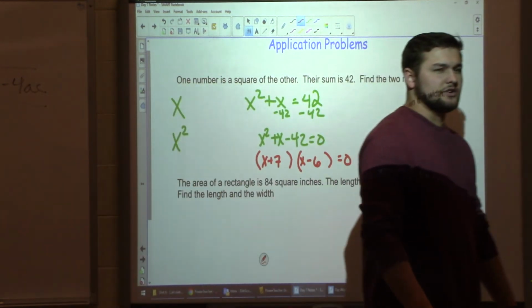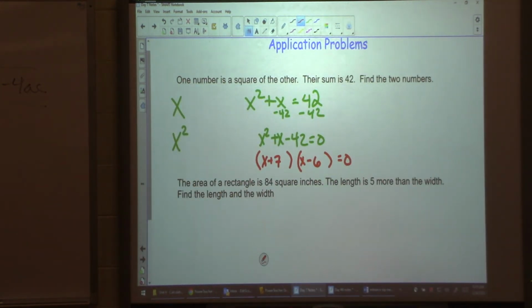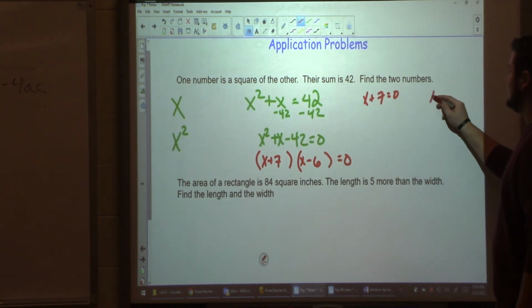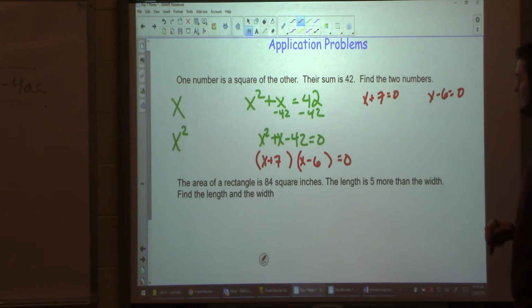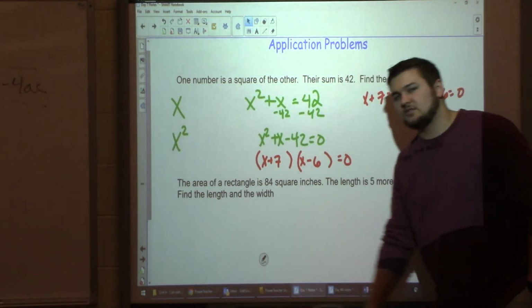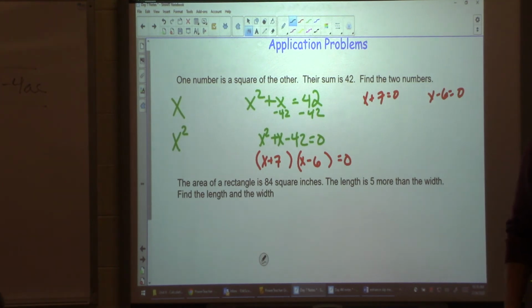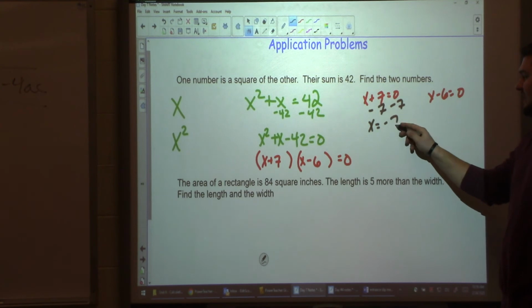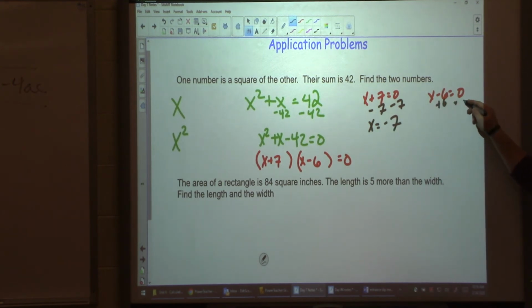To solve those, using the zero product property, I put what's inside each one equal to 0, because if either of them equals 0, the whole thing equals 0. Guys, quit being so obnoxious, please. Okay, x plus 7 equals 0, so x equals negative 7, and x minus 6 equals 0, so x equals 6.